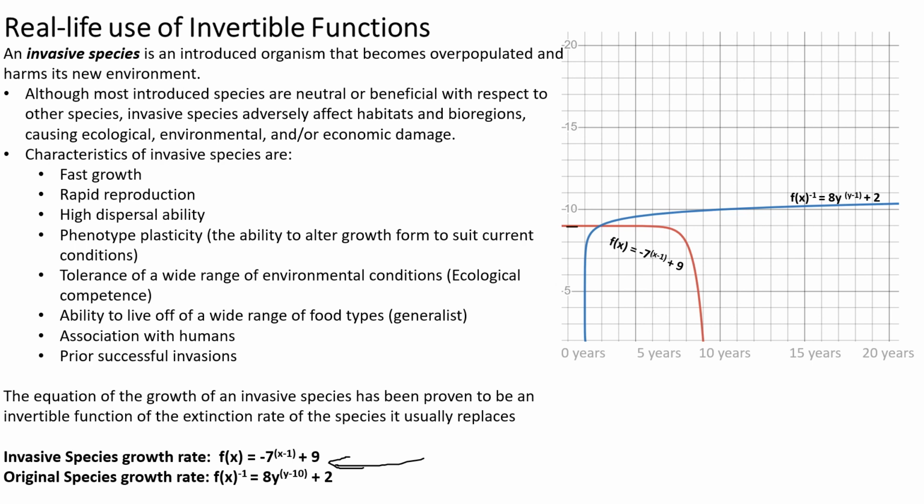And this is what happens right here, this curve right here. The original growth rate without an invasive species will go along this blue line right here. Once you have an invasive species, it declines the native species.